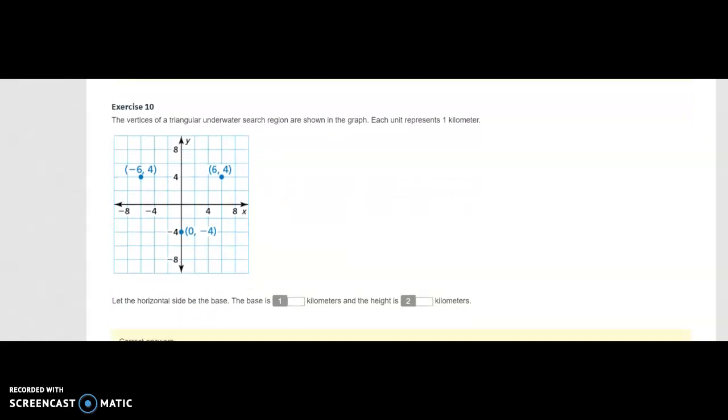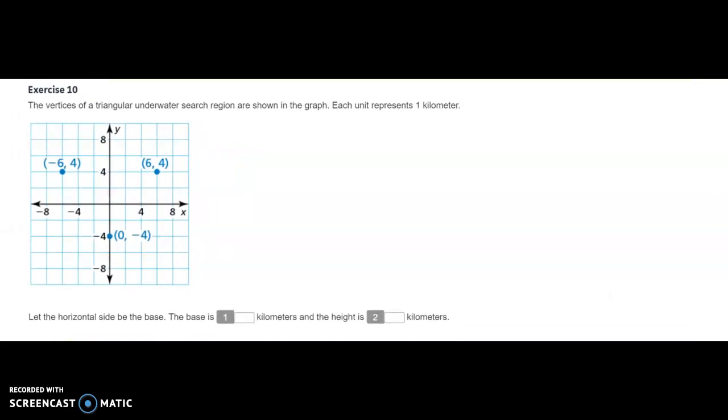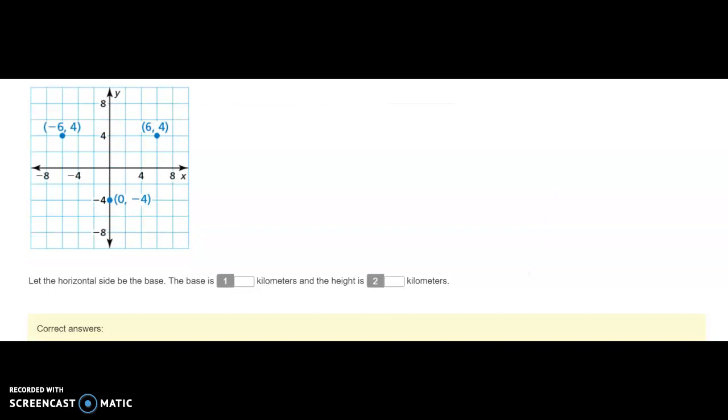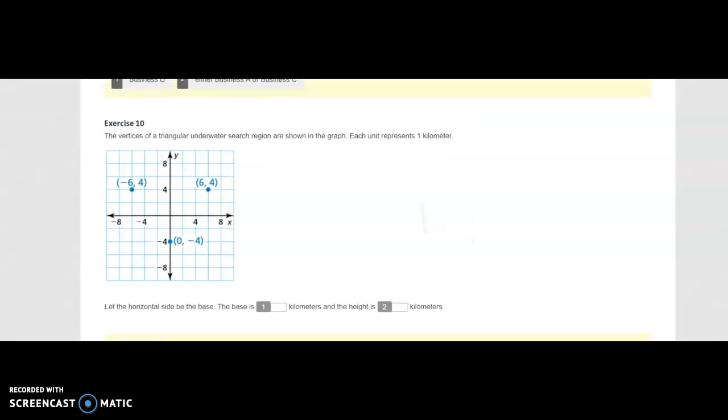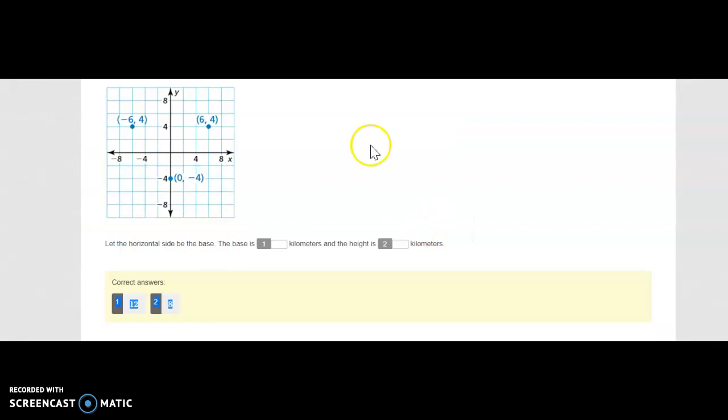Same thing for exercise 10. I'm going to give you the answer for it. Here's the graphing. And I can't get down there from here. So let me see if I can get there. Hold on. And there you have it.